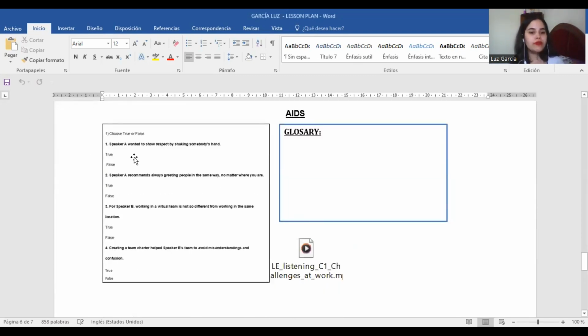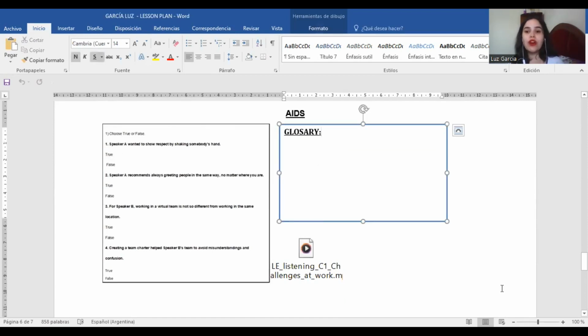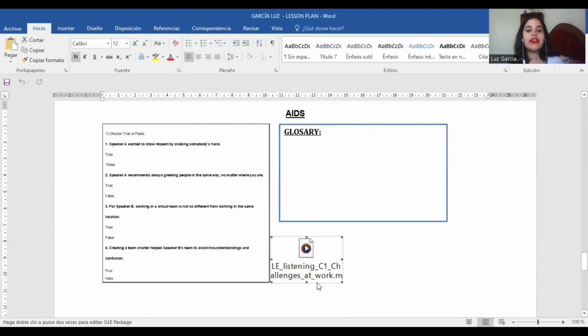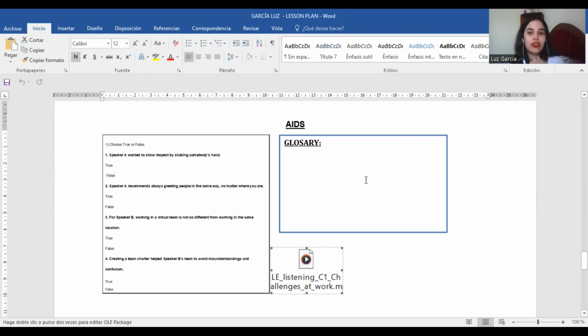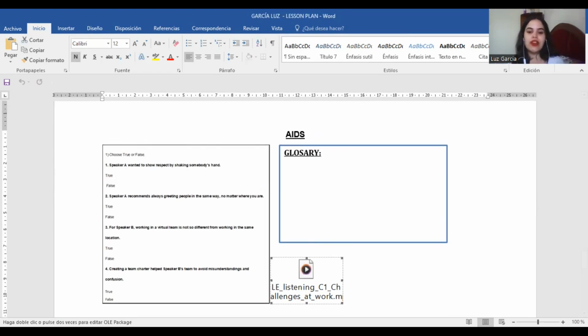These are the activities: activity number 1, activity number 2, and the audio about challenges at work. Now, I would like to say another thing about these activities. As a teacher, I can teach other features. For example, in activity number 1, I can teach strong and weak forms.